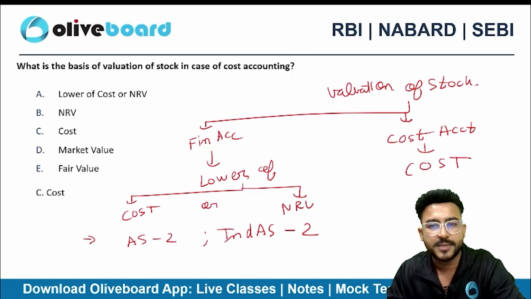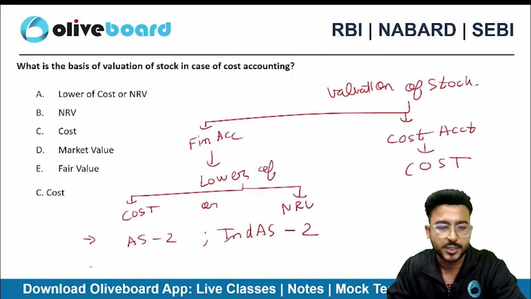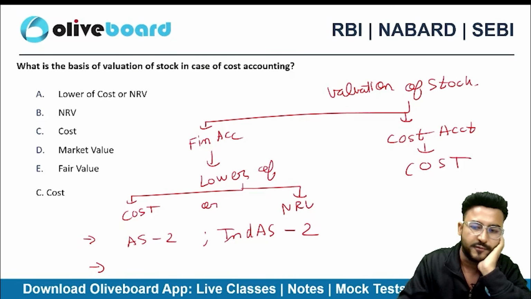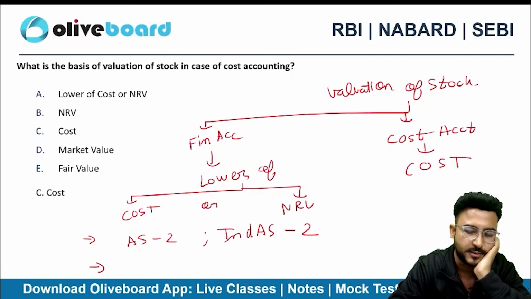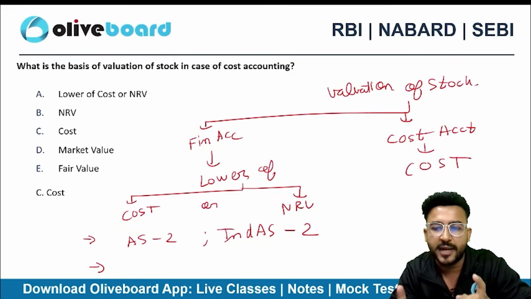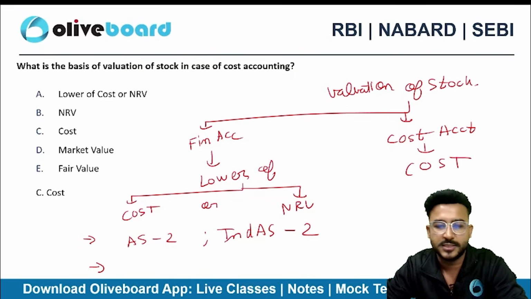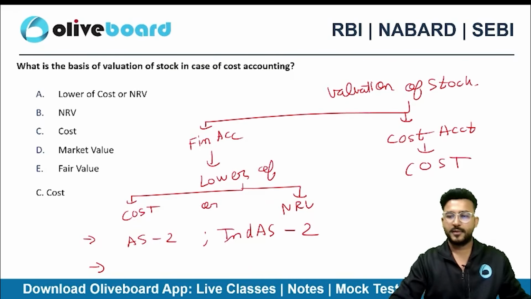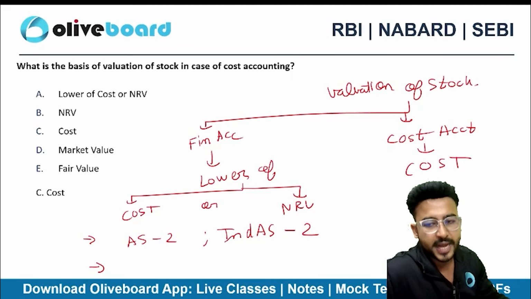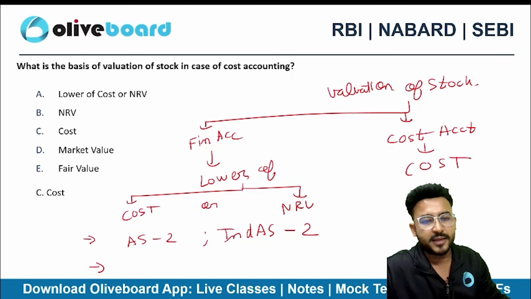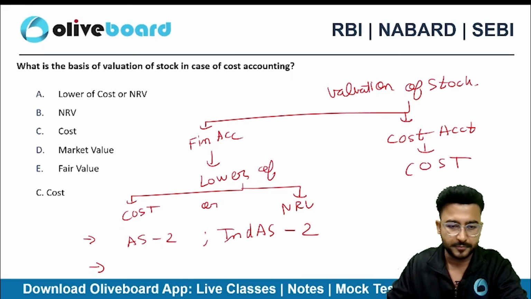Can you tell me the concept or convention? Because of that, we value on the basis of cost or NRV, whichever is lower. Why do we do cost or NRV, whichever is lower? As per which concept or convention do we do this? This question can also come in your examination. Three or four questions are being made from one chart. So please draw this chart, okay? Which concept or convention do I use when I am doing lower of cost or NRV? Prudence or conservatism?